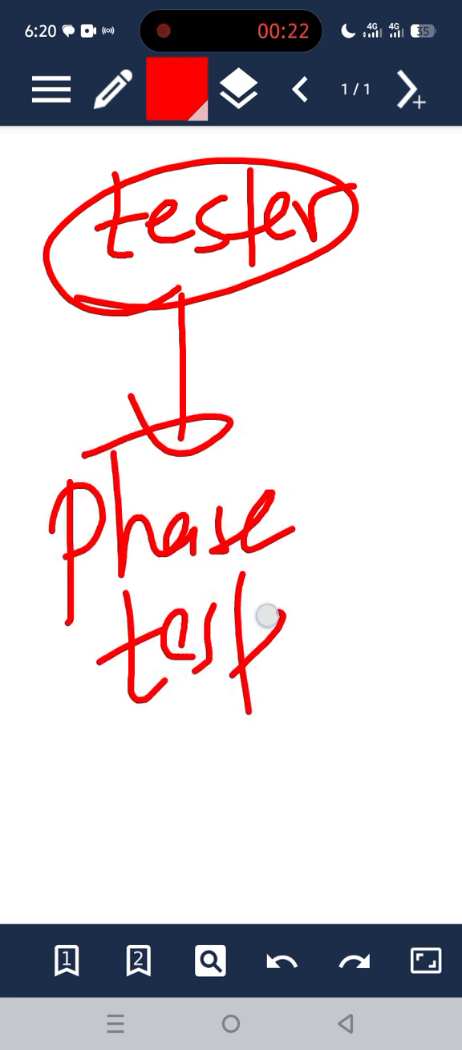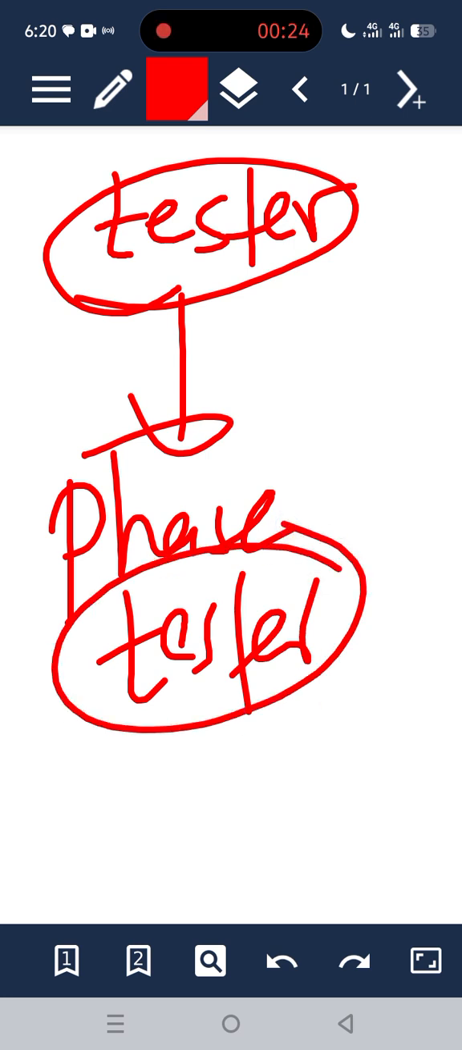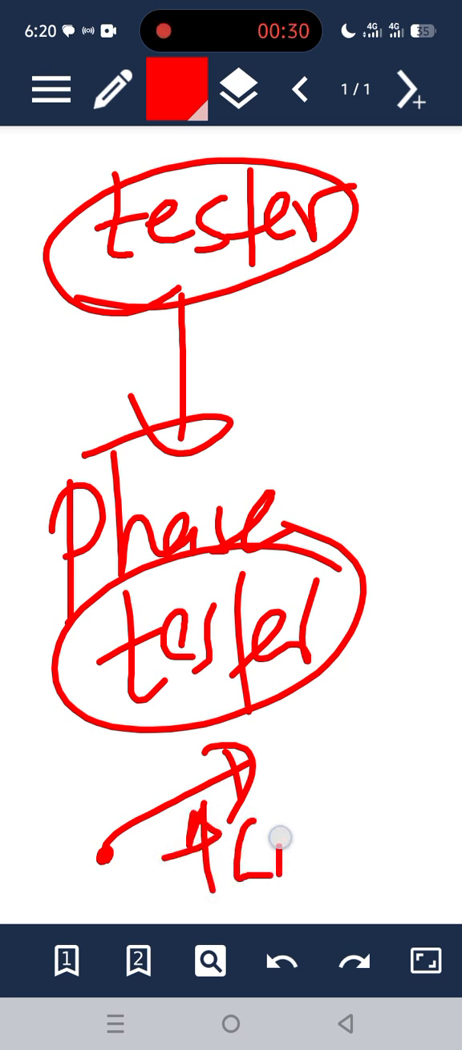This is an electrical equipment that, when you touch the live wire while touching the base over here, has an LED inside that lights up if the place you have touched is live. So the question is, how does a phase tester work? Let's look at that.